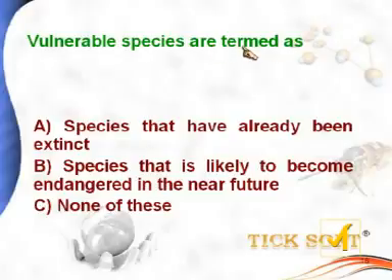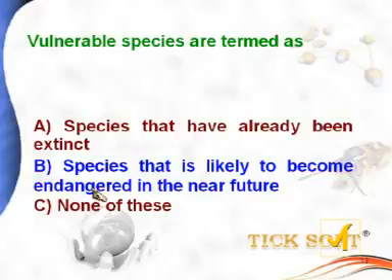Vulnerable species are termed as, the options are option A, species that have already become extinct, option B, species that are likely to become endangered in the near future, and option C, none of these. So what is a vulnerable species? Vulnerable species are species which are about to become endangered. So option B, species likely to become endangered in the near future. That is the vulnerable species. Okay, so option B is the answer.